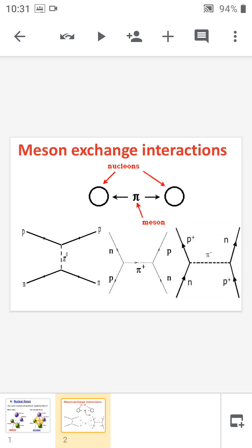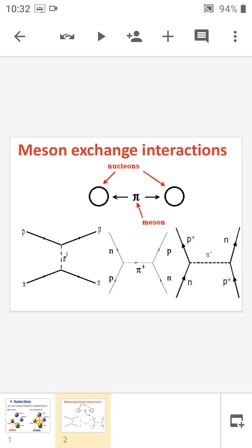The famous scientist Yukawa proposed a meson field theory for explaining this nuclear force which exists inside the nucleus. According to him, a small particle known as mesons is exchanged between the nucleons. And there are three different types of mesons: positively charged mesons, negatively charged mesons, and neutral mesons. The meson is represented by pi, and mesons are otherwise known as pions.